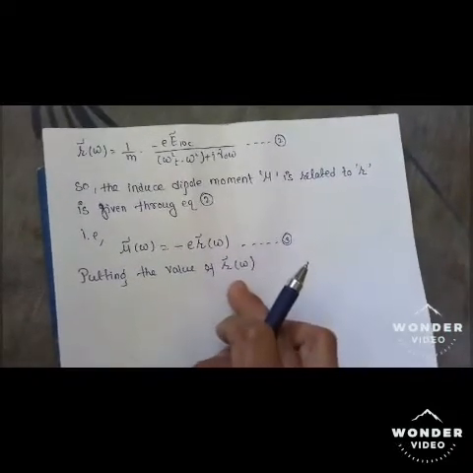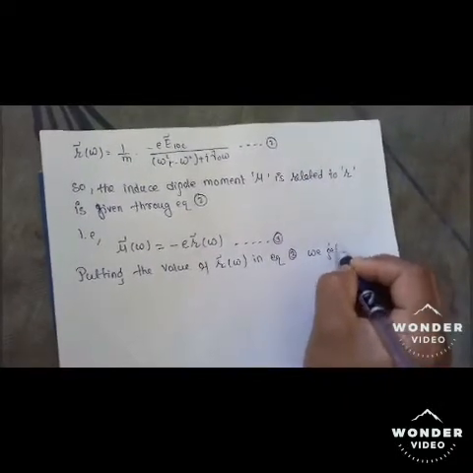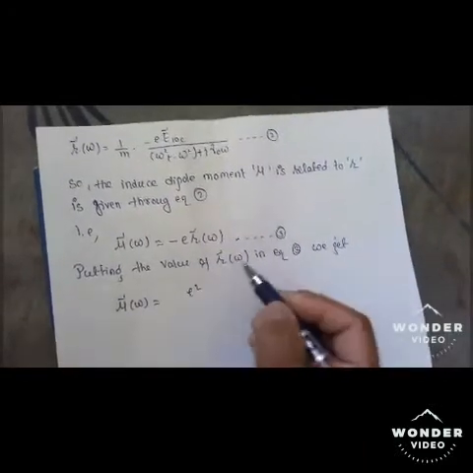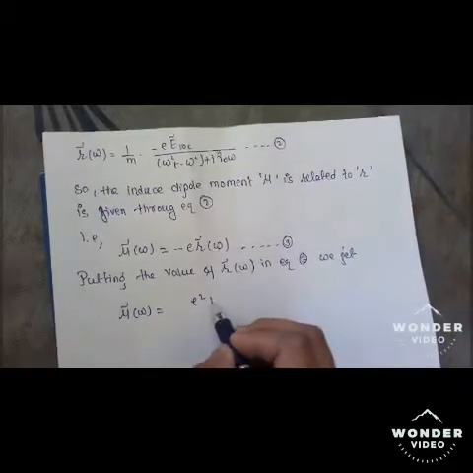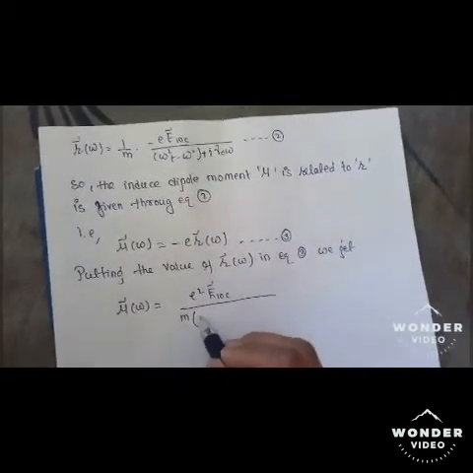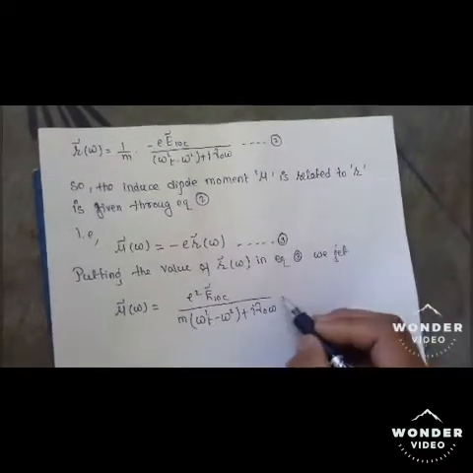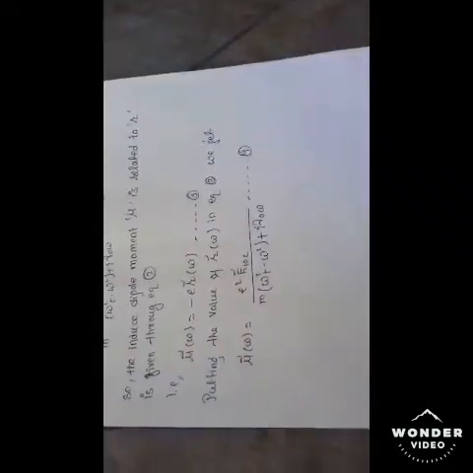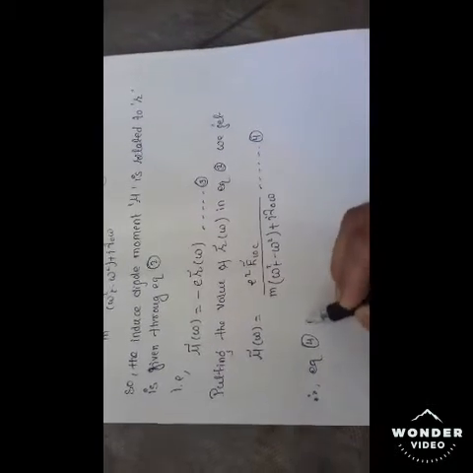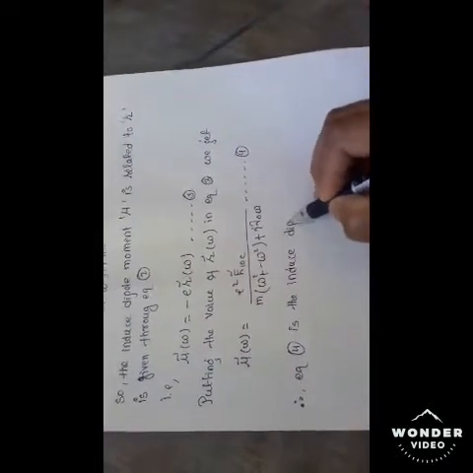Putting the value of r(ω) in equation 3, we get μ(ω) = e² E_loc / (m (ω0² − ω² + iγ0ω)). So this is equation 4. Therefore equation 4 is the induced dipole moment.